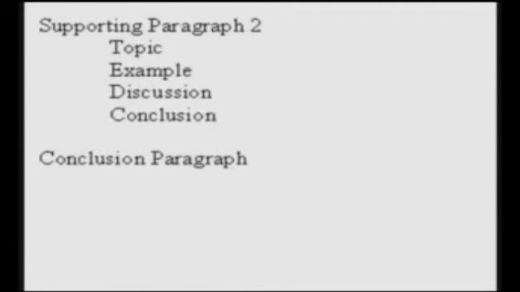And so once again, supporting paragraph 2 has 4 sentences. It has a topic, it has an example, and it has a discussion, and it has a conclusion. Now the discussion sentence links our example to the topic, and the conclusion links this topic to the thesis.